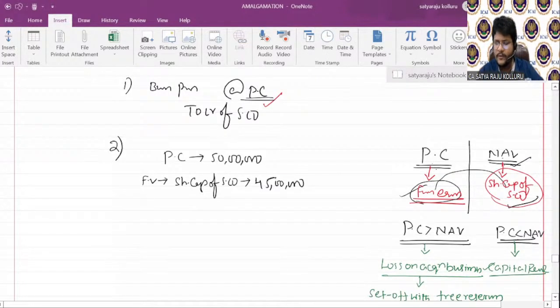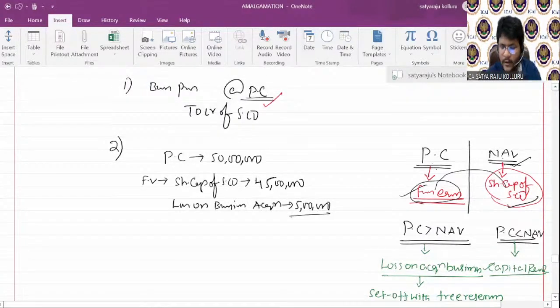Now, if you observe, the situation is PC is greater than share capital of the selling company. I mean, PC is greater than NAV of the selling company. Am I right? Now, how much loss arose? Loss on business acquisition, which is total 5 lakhs.